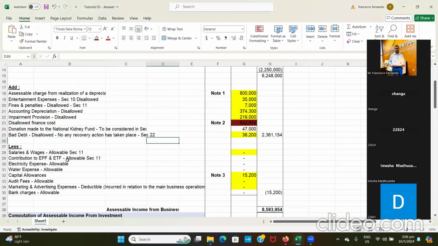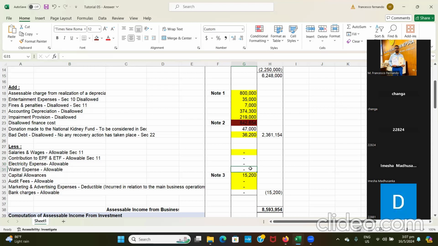Now, contribution to EPF and ETF, it is allowable, so we do not need to do anything. Electricity, it is allowable. So we assume that this is the whole amount, right? Water bill, it is allowable. If it is disallowable, they should mention. But normally these expenses are not disallowable because you cannot do production without electricity and water, right?